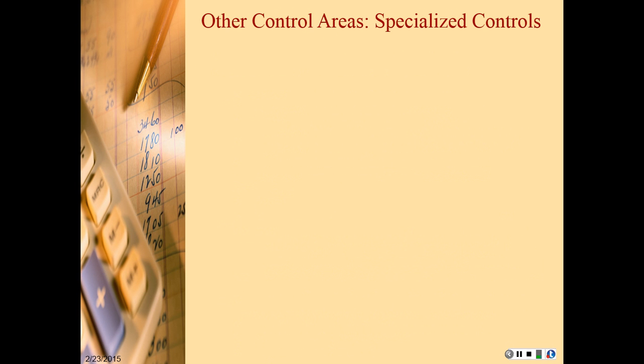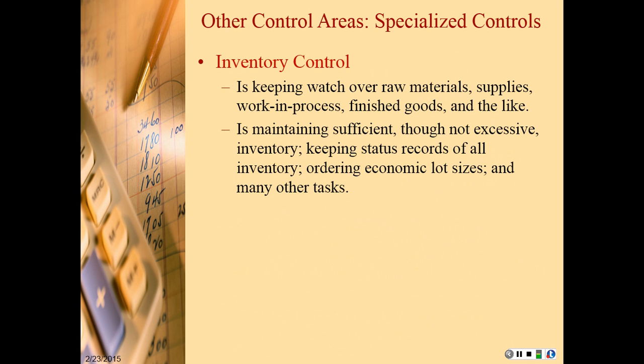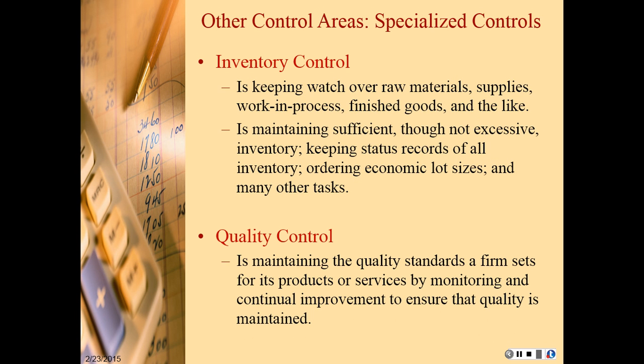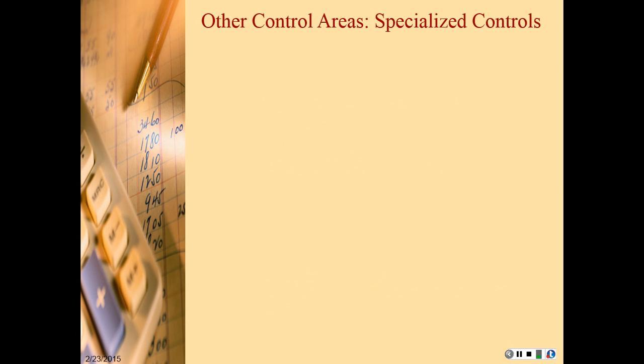Some other control areas: specialized areas, inventory control. This is keeping watch over your raw material supplies, work in process items, finished goods, and so forth. And it's maintaining, though not excessive, inventory, keeping status records of all inventory, ordering economic lot sizes, and many other tasks. And then of primary, let's just say, major emphasis is quality control. Maintaining quality standards a firm sets for its products and services by monitoring and doing continuous improvement to ensure that your quality is maintained to satisfy your customers.